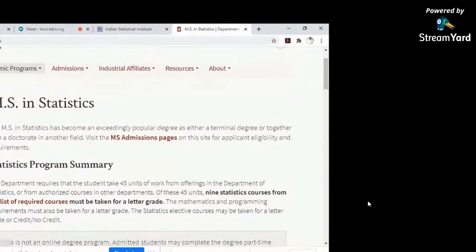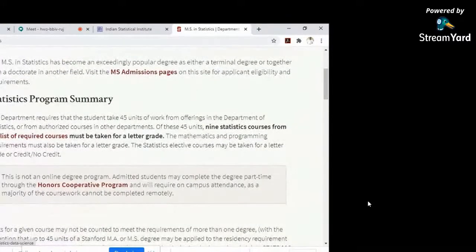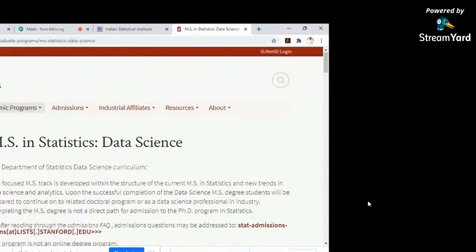Here we can see Statistics and Data Science Advisors, MS Statistics Elective, and there are MS in Data Science. Look at this figure: MS in Data Science, MS in Statistics, Data Science. This is provided by Stanford University, one of the biggest private universities in America.